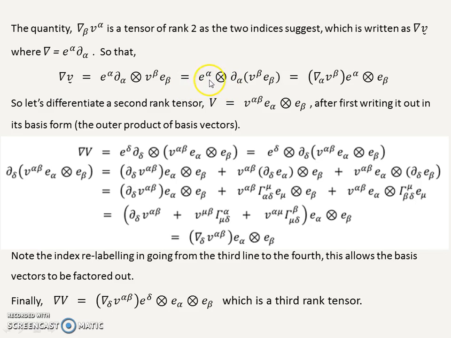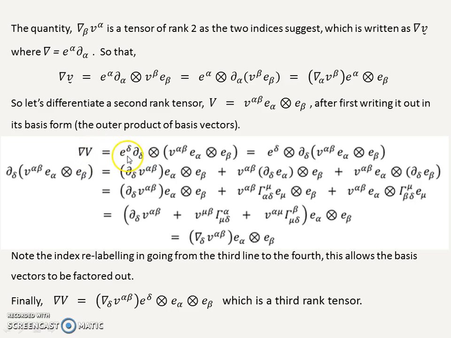This can be rearranged, and we can keep e alpha over to the left, and over here we want the partial derivative or covariant derivative of this whole business here. That's the components and the basis vectors. And that will give us the covariant derivative of the contravariant components, then expanded in the basis here. Alright, so if we differentiate this second rank tensor V, we can see the two components here, so rank 2. Let's write it out in this basis form.